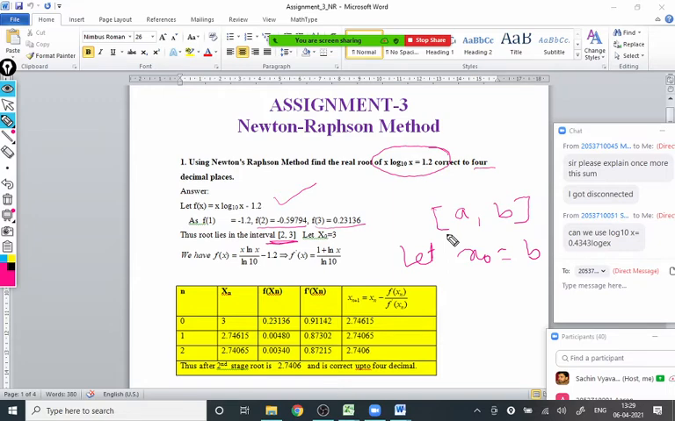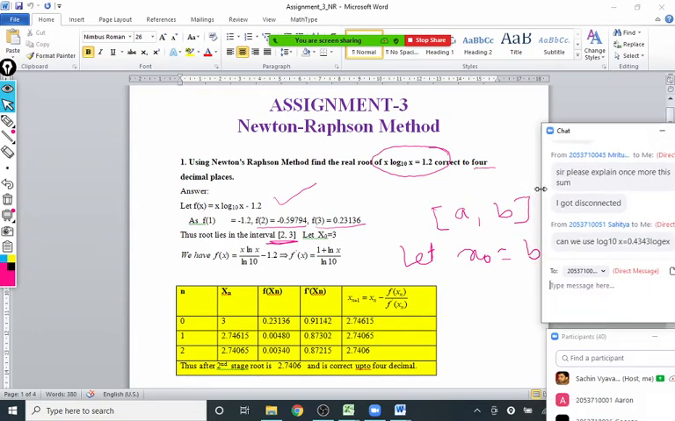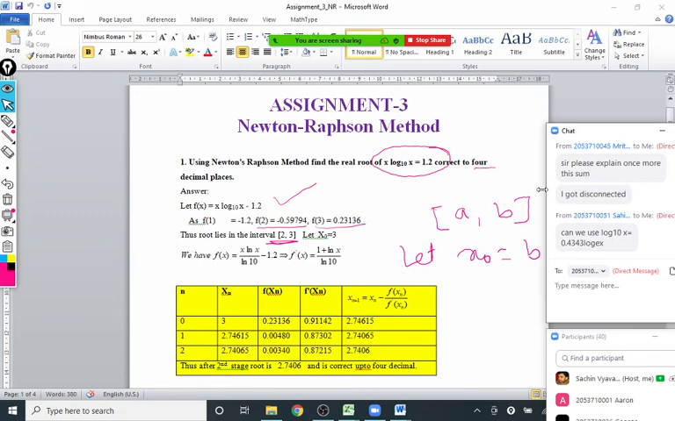Someone is asking, can we use log 10? Yes, you can do it that way also, Sahitya, not an issue. You can calculate log 10 separately and use the change of base formula that way, or here I did the same thing, or you can do the formula here only.